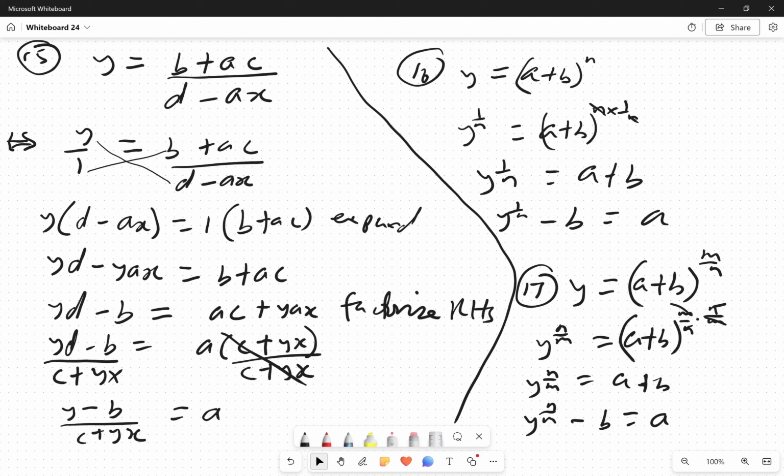With all this analysis, there is no other question on change of subject that you cannot solve. So we try a few more problems, and then that is the end of change of subject.